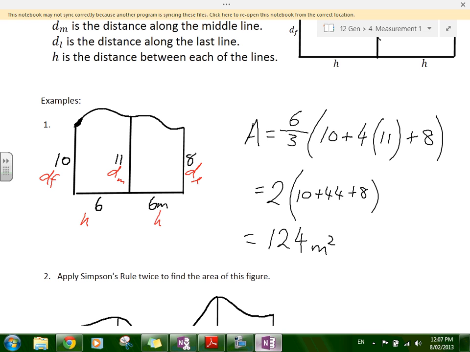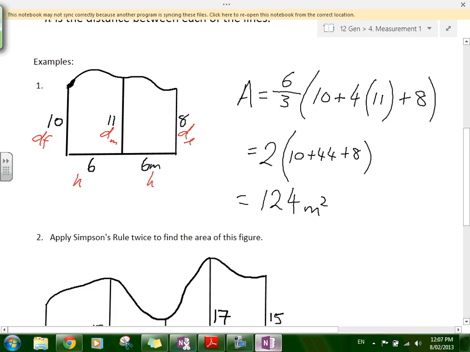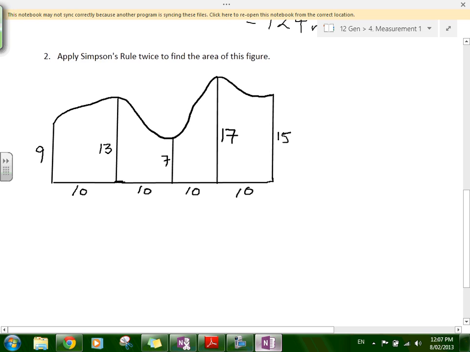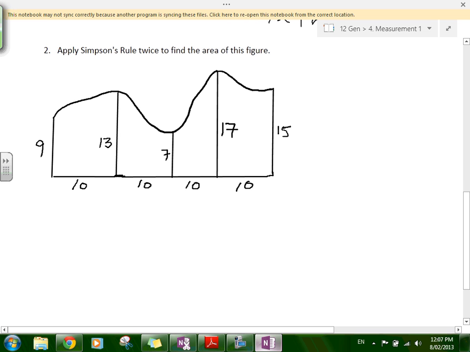So that's the first one. The second one is this. Apply Simpson's rule twice to find the area of this figure. You could use it just once on this: DF is 9, DM is 7, DL is 15, and H is 20 and 20. You could apply it like that and ignore the 13 and 17, but that's not going to be as accurate.